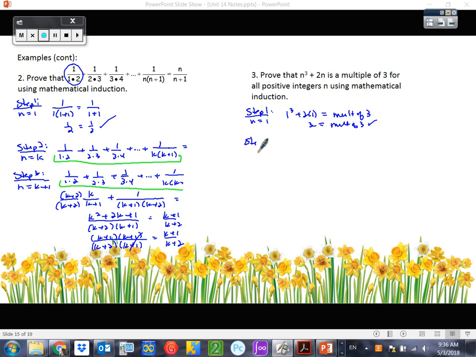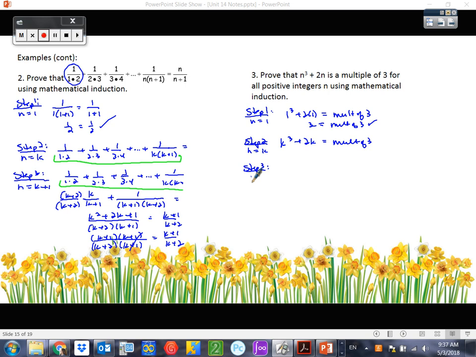2. n equals k. So here we're going to replace n with k. So k cubed plus 2k is a multiple of 3. That's what we're assuming to be true. There's really nothing we can do to that, right? That's it. That's what we're assuming to be true. Now let's go to step 3.